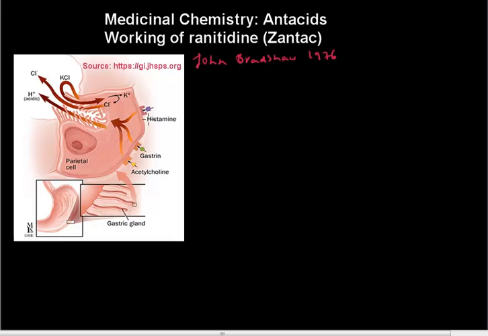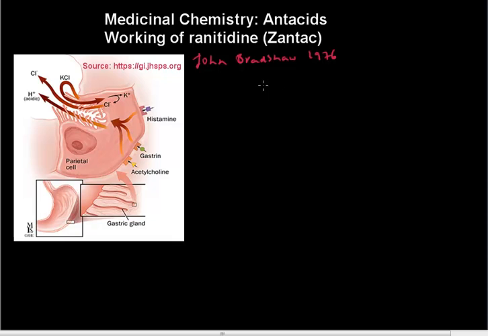So for the acid to be produced, three things have to happen. You need histamine, gastrin, and acetylcholine. These chemicals have to bind to the outer surface of the parietal cell. The parietal cell is the stomach epithelial cell. They're usually present on the surface of the gastric glands. So again, a parietal cell has been magnified for you here. When these three chemicals, histamine, gastrin, and acetylcholine, bind to the outer surface of the parietal cell of the stomach, then acid is produced. But it's a lot more complex than that.